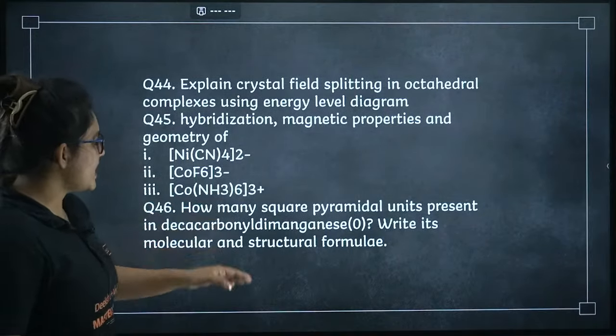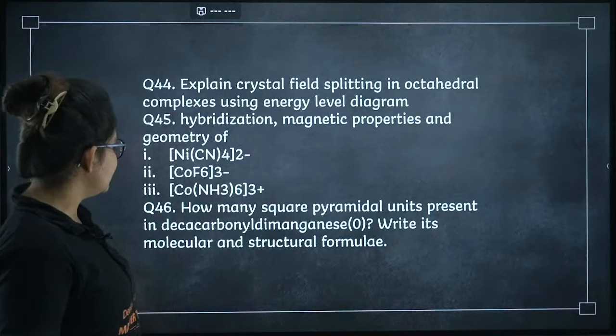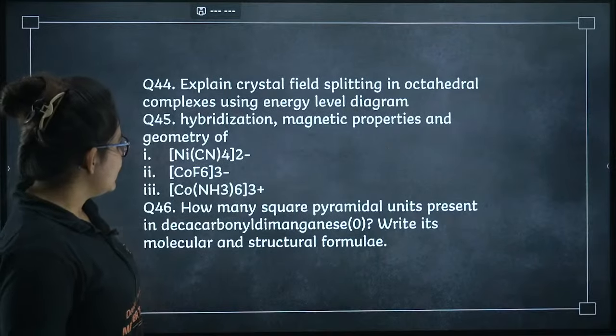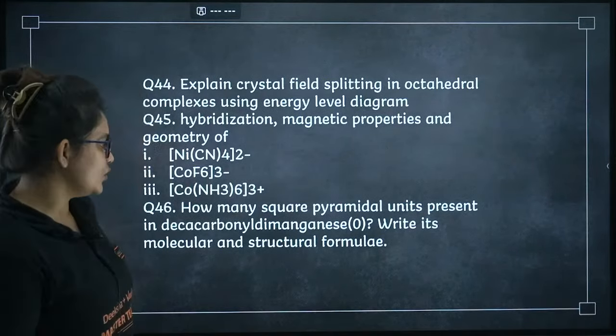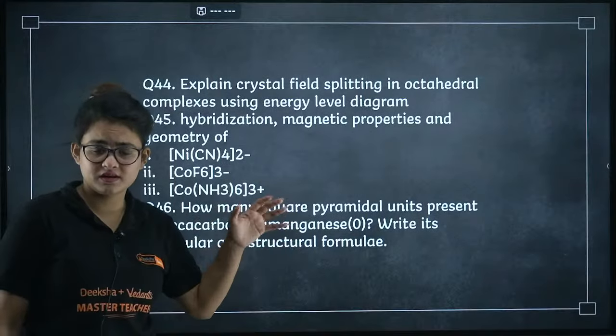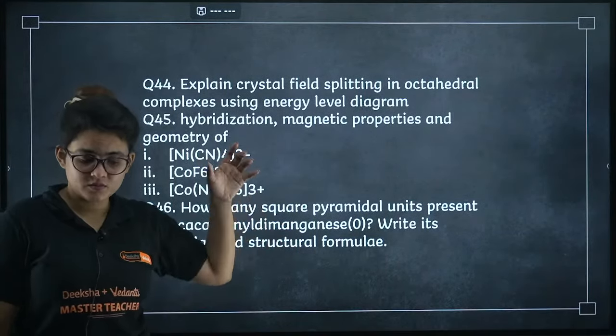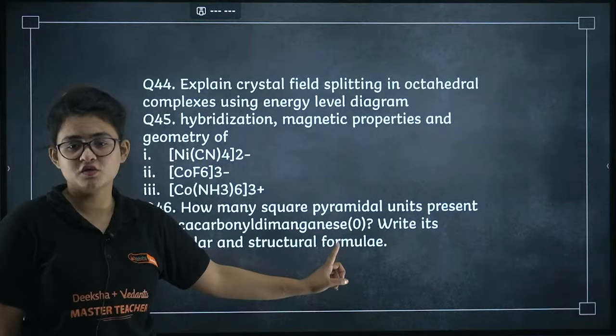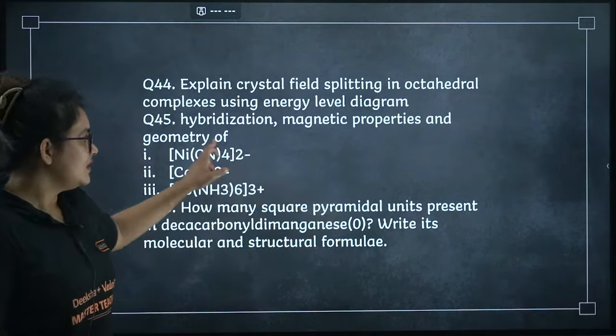Okay, next, how many square pyramidal units are present in decacarbonyldimanganese(0), write its molecular and structural formula. So this is something that also came from the model paper itself. In the model paper I did the detailed solution of it, you can just go and watch it.